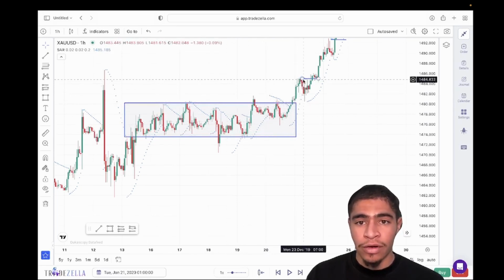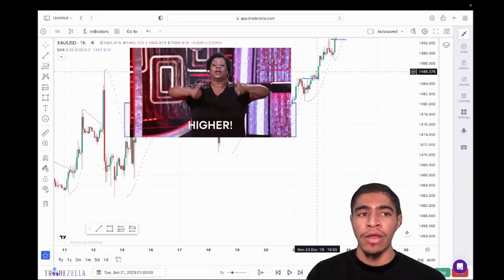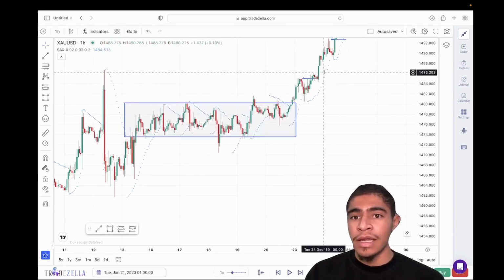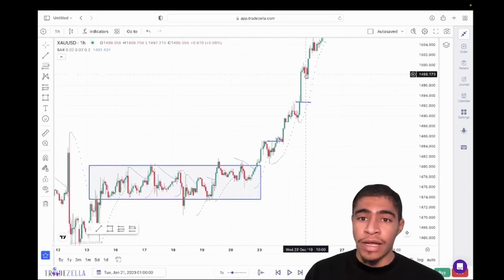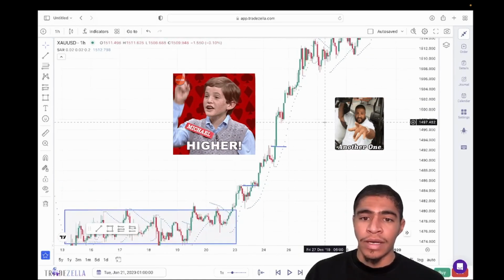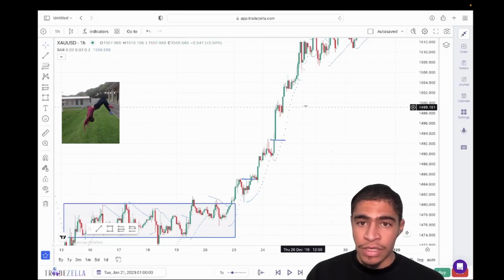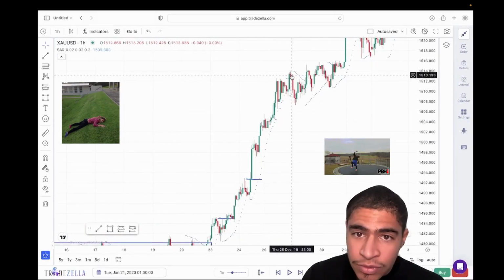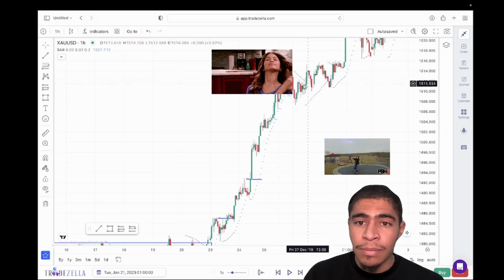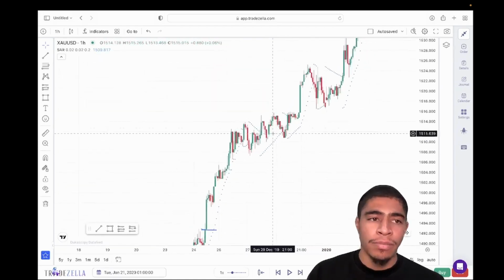Then it broke out of that, created this higher high, pulled back down, and then created another higher high only a few hours later, and then continued on up, and then created another higher high and another one. And say every time the Parabolic SAR flipped, so it flipped there, it flipped here, and it flipped again over here. This was the next flip. Say every time it flipped, we were entering in on buys.